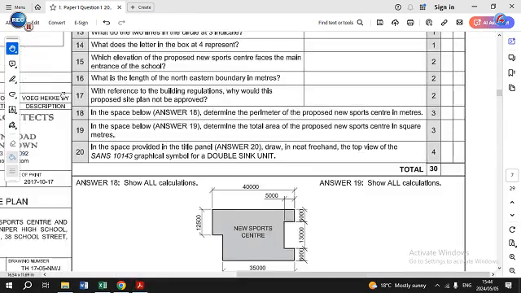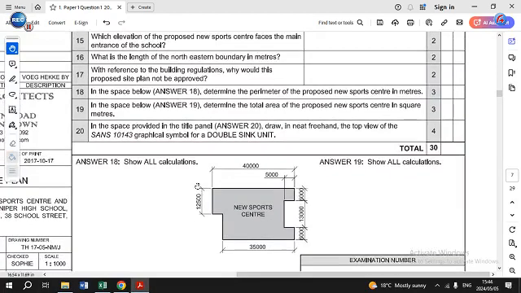Question number 18. In the space below, where it states answer 18, determine the perimeter of the proposed new sports center in meters. And this is the sports center here, and we're going to determine the perimeter which is right around the sports center, which all the dimensions need to be added.